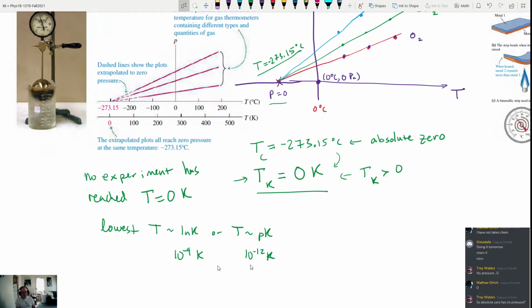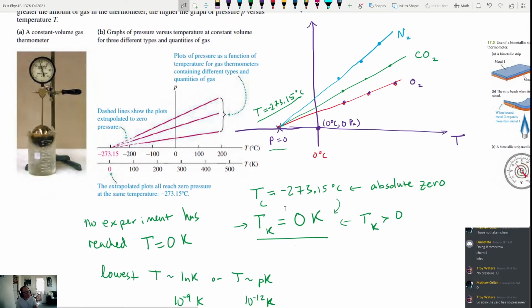And it turns out that as you get to these lower and lower temperatures, it takes way more energy to make the system cooler. Like if I want to go from picokelvin down to like femtokelvin or something, which would be 10 to the negative 15, the energy needed would be monstrous. And it's difficult too. How do we normally make things cold?